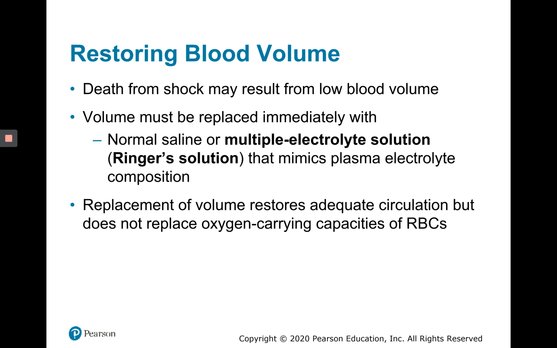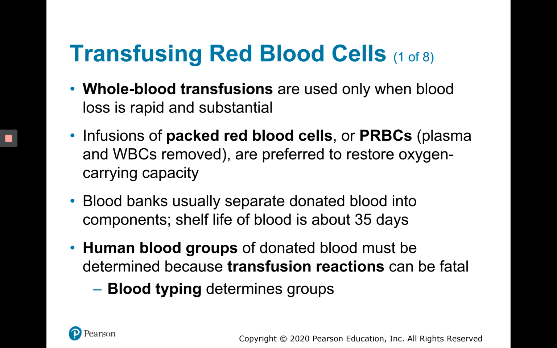Death from shock can result because of low blood volume, because you have to replace the volume immediately. It's much more important that you replace blood volume with something, say, a normal saline or a multiple electrolyte solution called Ringer solution, because that mimics plasma electrolyte composition. Then you actually replace actual blood loss. That would need to happen later. So after replacement of volume restores adequate circulation, we would need to replace or compensate for that lost oxygen carrying capacity of the blood because of the lost red blood cells.